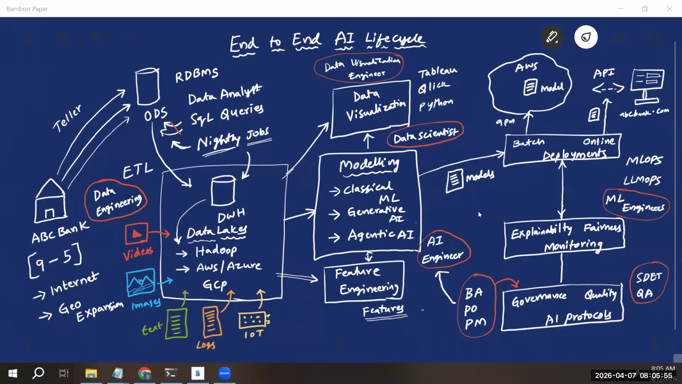You might be a mainframe developer. You might be an Oracle DBA. You might be a QA tester. You might be in any job role, maybe SAP, CRM, or anything. In every field we are seeing the involvement of AI.